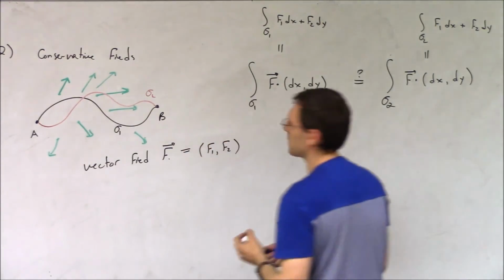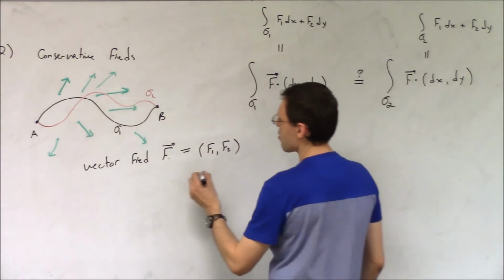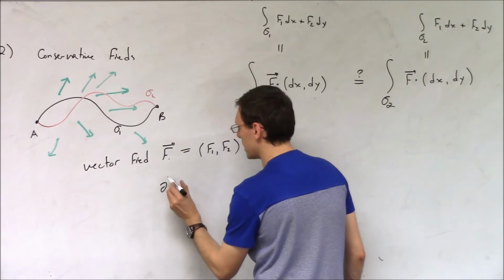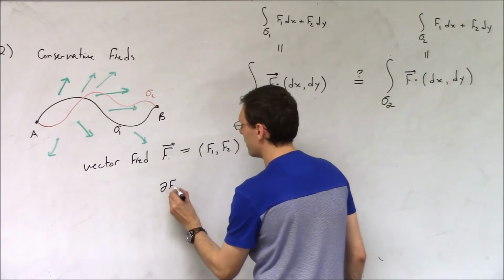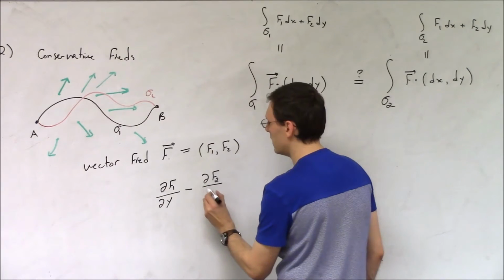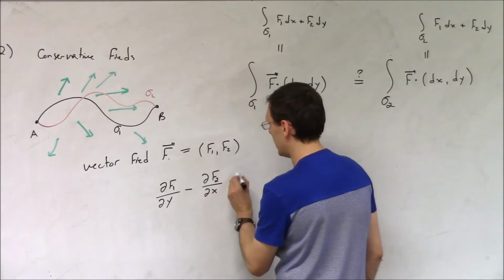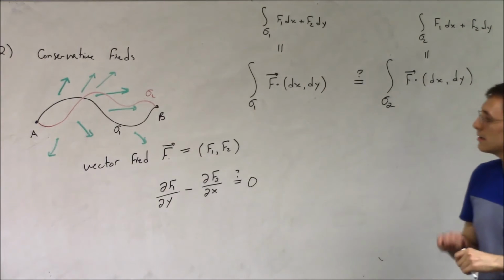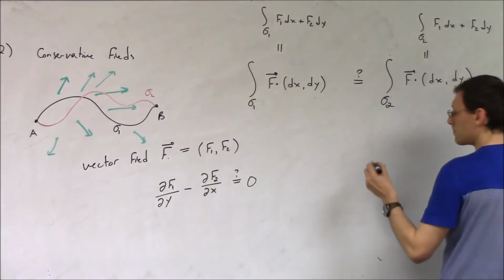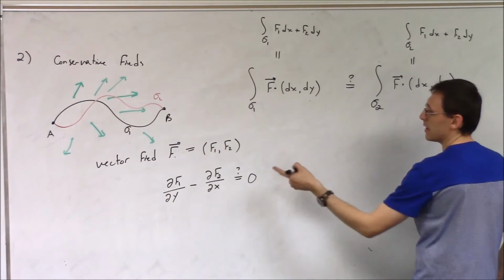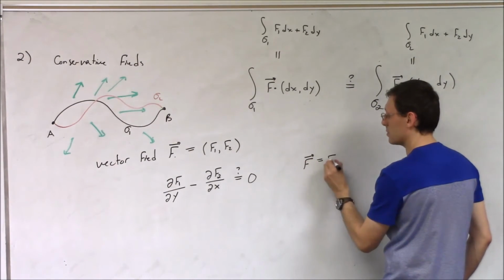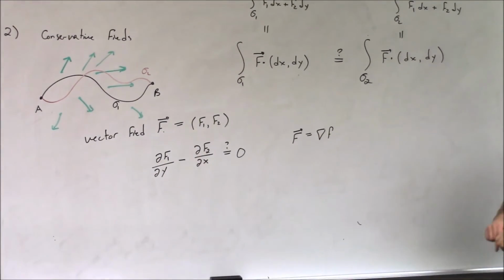So how would you test if it's a conservative field? Well, the test is you take the partial derivative of f1 with respect to y and subtract the partial derivative of f2 with respect to x, and see if it's equal to 0. If yes, I mean, there are some other assumptions, but basically if yes, then it's a conservative field. Now why? Because if yes, then you can say that f is a gradient field. So basically the question is, is the vector field f equal to the gradient of some function? We're going to study gradients in section 2.6.